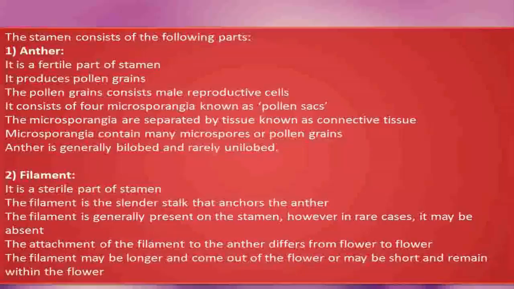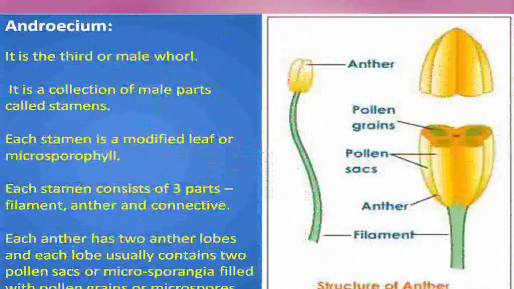Ordinarily, the connective is a patch of tissue that connects the two parallel anther lobes, as you can see. This is the bilobed anther. In this, the connective is a patch of tissue that connects the two parallel anthers. This is a parallel anther and this is also parallel. So it connects the two parallel anther lobes, and it is the prolongation of the filament. See, this connective is the prolongation of this filament.